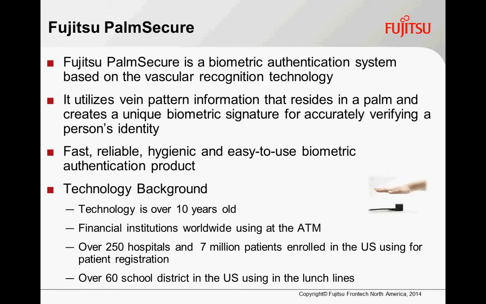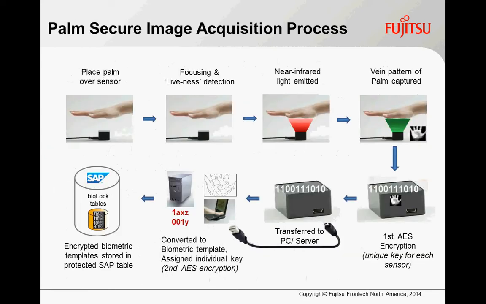PalmSecure is in use in over 200 hospitals with more than 7 million patients registered, and more than 50 school systems are using PalmSecure. Here we have a sequence of images showing how PalmSecure works. First, the user holds their palm several inches above the scanner, and then a liveness detection occurs that prevents spoofing or fraud. Next, an image is acquired using near-infrared light, which captures the image of the vein pattern beneath the skin, and then the image is translated into a mathematical template using Fujitsu's patented algorithms.